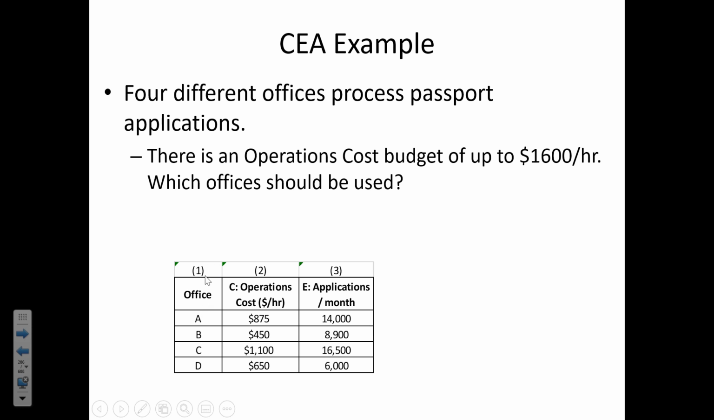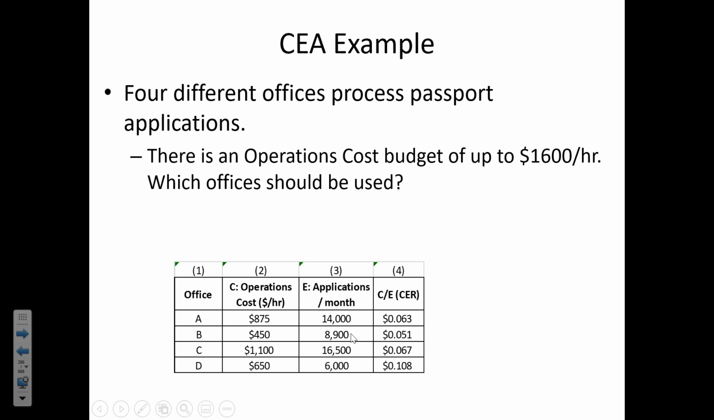Column 1 is just a label of which office. Column 2 is cost. Column 3 is application. So we can calculate the C to E. And so here I've just done dollars per hour and applications per month. And so the time units don't really make sense, but still it's showing me which is the most expensive because it has the highest ratio here. Office D is the most expensive, and Office B is the most efficient because they've got the lowest costs relative to how many applications they're processing.